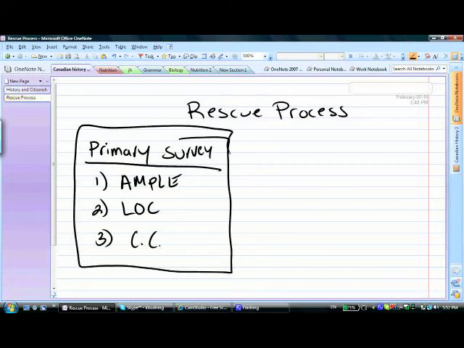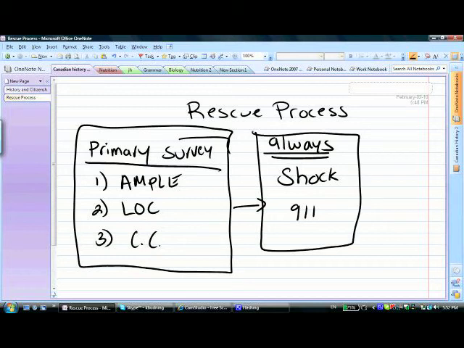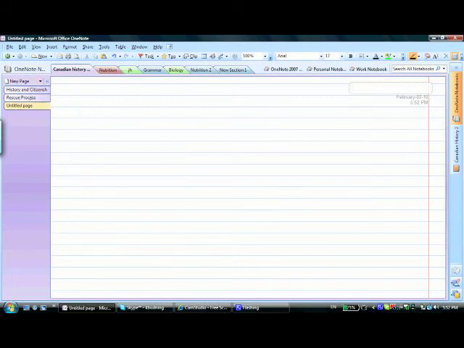Alright, once we are done the primary survey, we are going to move into shock and 911. You always do these things no matter what the situation is. Once you're done doing that, I'm just going to click on a new page here, we're going to be going here.